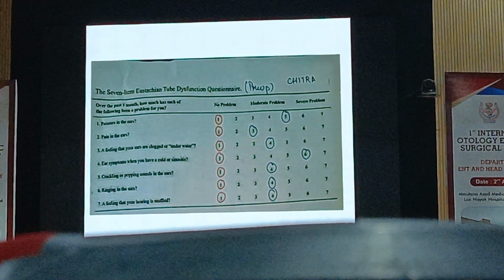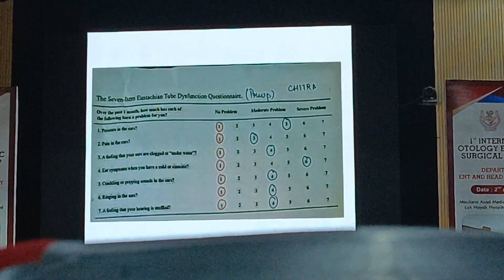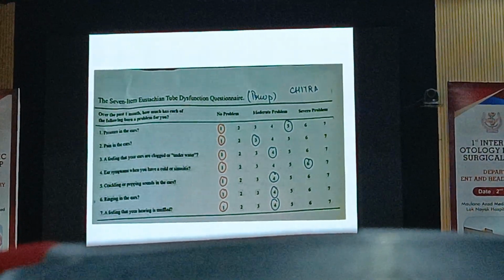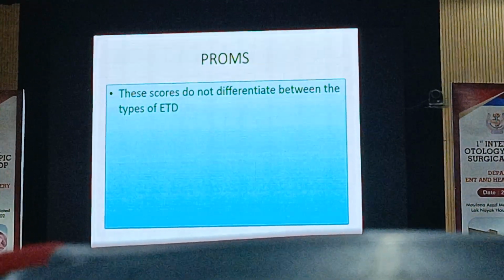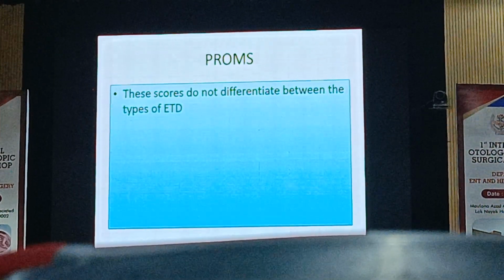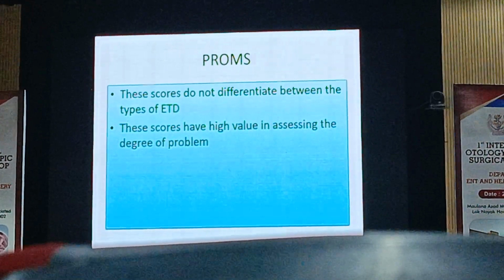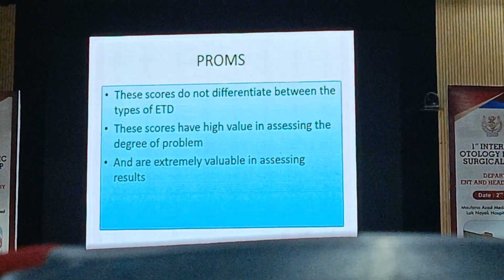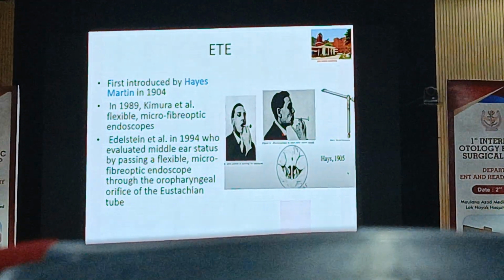Red is for the right ear and blue is for the left ear. So you calculate the score, add it up, and the score will tell you how much the problem is. And it's very reliable. It has been seen the scores do not differentiate which type of problem it is, obstructive or patulous, but they do tell how much the problem is. These scores are of high value in assessing the degree of problem, and they are extremely valuable in assessing the results. So I will leave this.